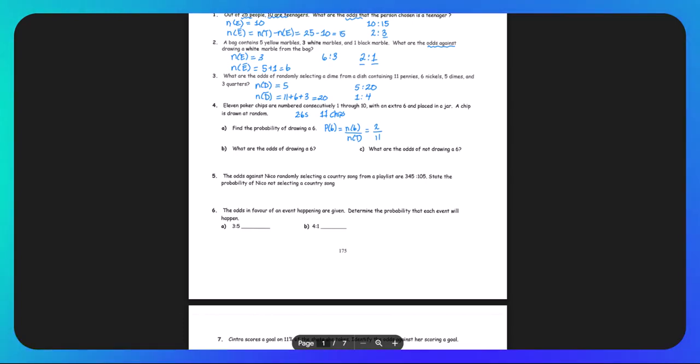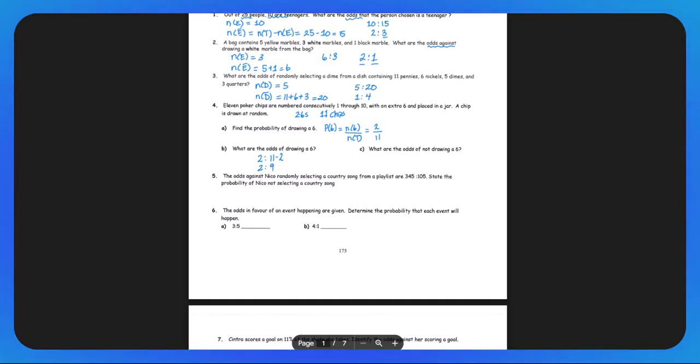So the next question is, what are the odds of drawing a 6? Well, the odds of drawing a 6 is how many 6s are there? Well, there's 2. And how many non-6s are there? Well, that's going to be 11 minus 2, which in this case is 9. So the odds is 2 to 9.